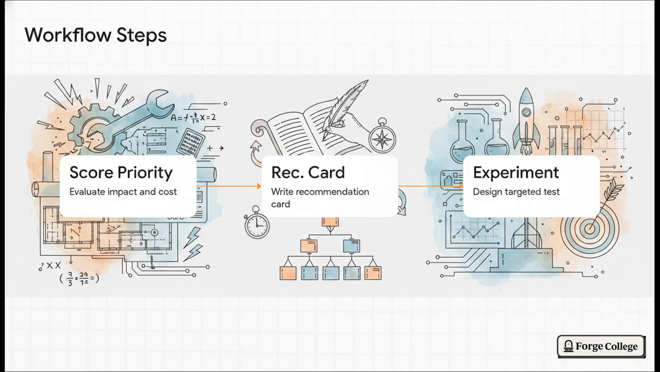Step 1, score priority. You calculate this by looking at 3 things: the impact of the issue, the reproducibility, like, does this happen consistently or is there high variance, and the remediation cost. This simple little formula is a lifesaver. It stops you from embarking on some massive 6-month deep architectural refactor when a simple batching trick could have saved you 40% on compute right out of the gate. Once you've got a high priority target, step 2 is writing a recommendation card. And finally, step 3 is designing a targeted experiment.